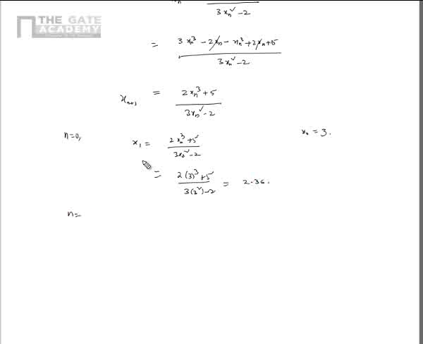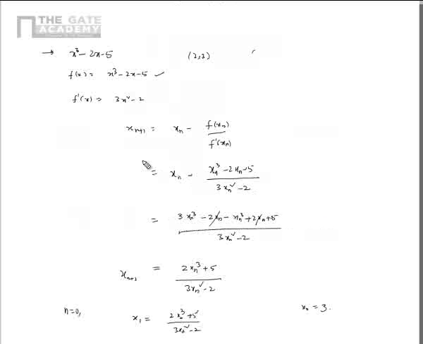Similarly, when n is equal to 1, you write x2 by taking x1 here: (2 x1 whole cube plus 5) by (3 x1 whole square minus 2), which is (2 into 2.36 whole cube plus 5) by (3 into 2.36 whole square minus 2). This value comes out to be 2.12. Remember, we have to solve correct to 3 decimal places. The question is the same as the one we solved in the method of false position.